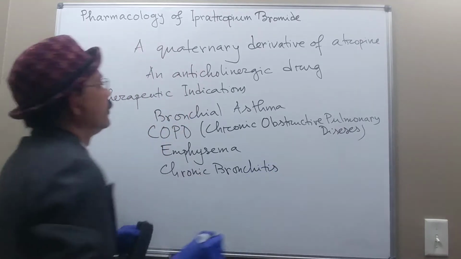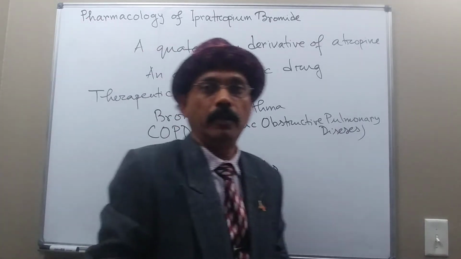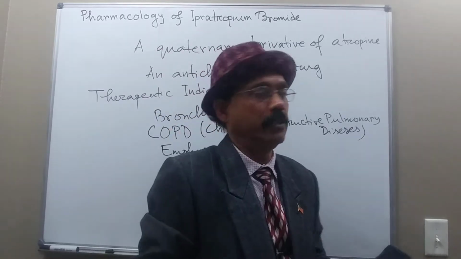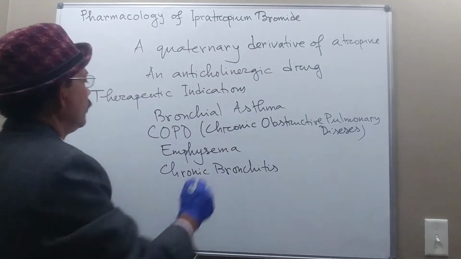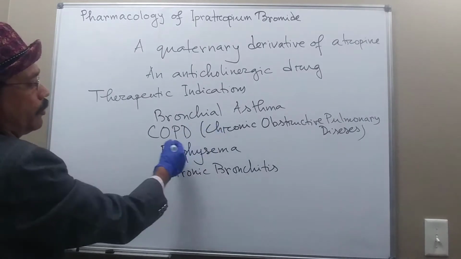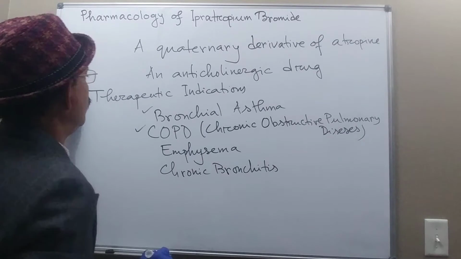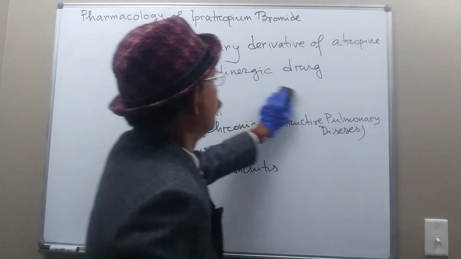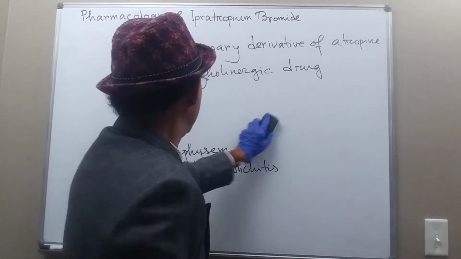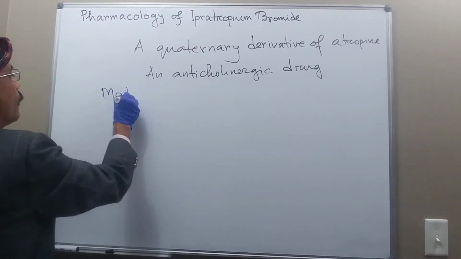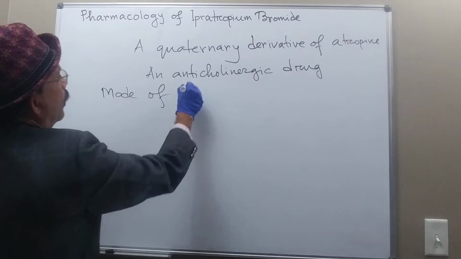Ipratropium bromide has another preparation for rhinorrhea and rhinitis. Okay. So these are the therapeutic uses in case of asthma and chronic obstructive pulmonary diseases. So we got the therapeutic application. Now we'll go to the mode of action.